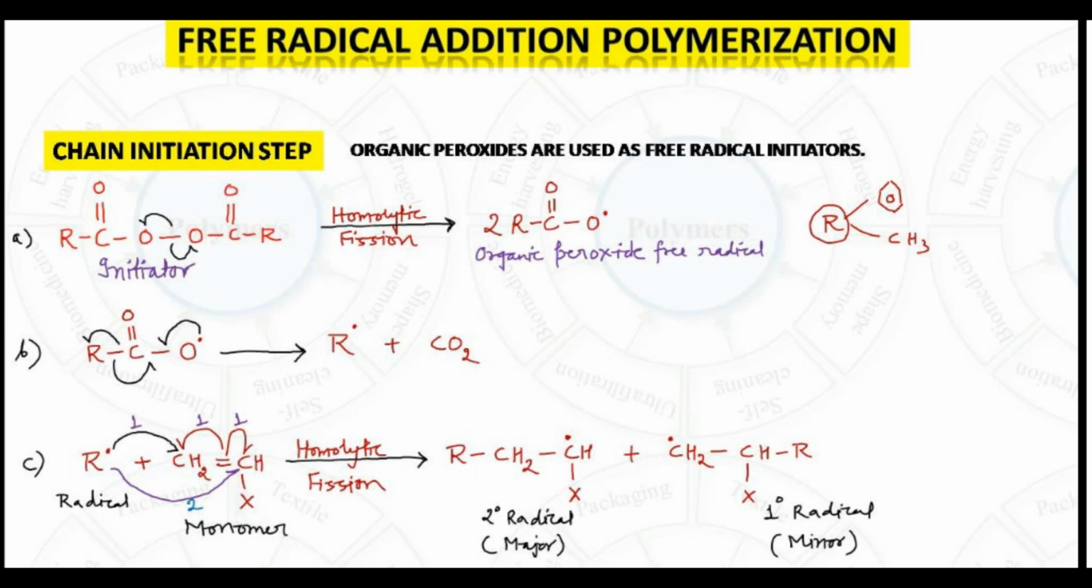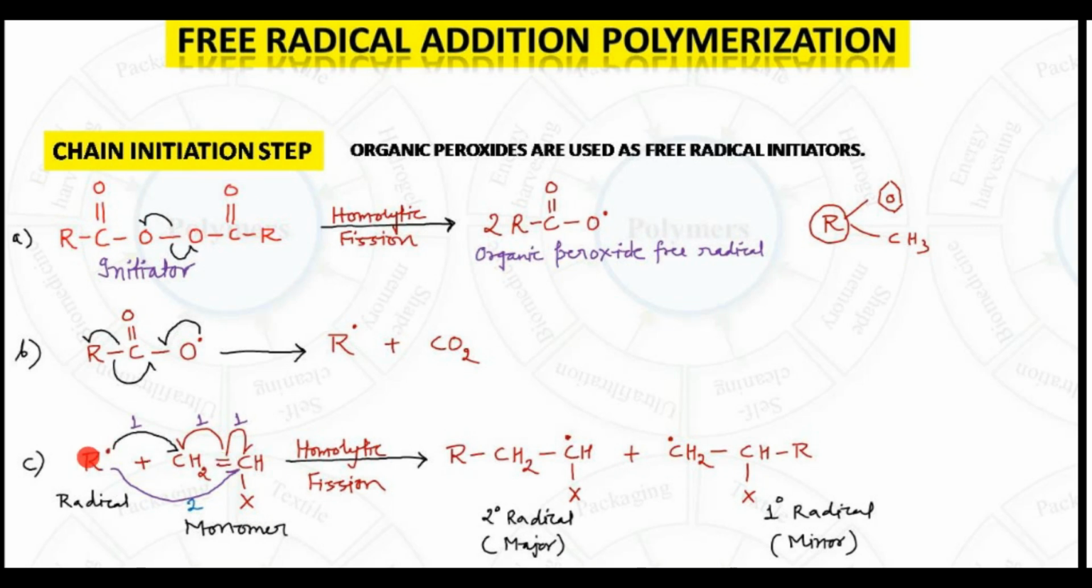If the question is like that, explain the addition polymerization of polyacrylonitrile, then you will put CN here. Otherwise, in generalization, you can put X here or the substituent group here, right? So what will happen in that case, you can see here, this is the double bond.